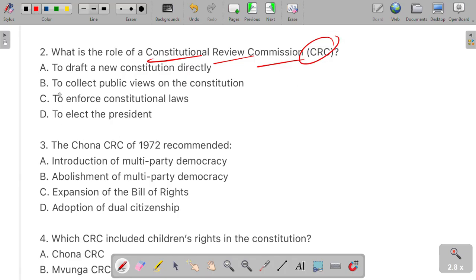What is the role? Is it A, to draft a new constitution directly? B, to collect public views on the constitution? C, to enforce constitutional laws? D, to elect the president? Our correct answer is B, to collect public views on the constitution. So the role of a Constitutional Review Commission is to collect public views on the constitution.